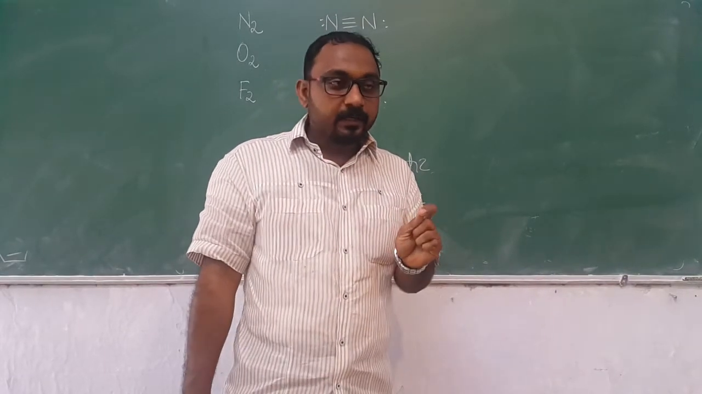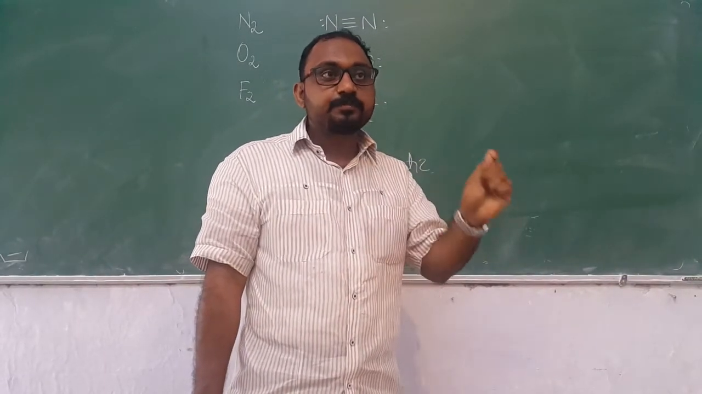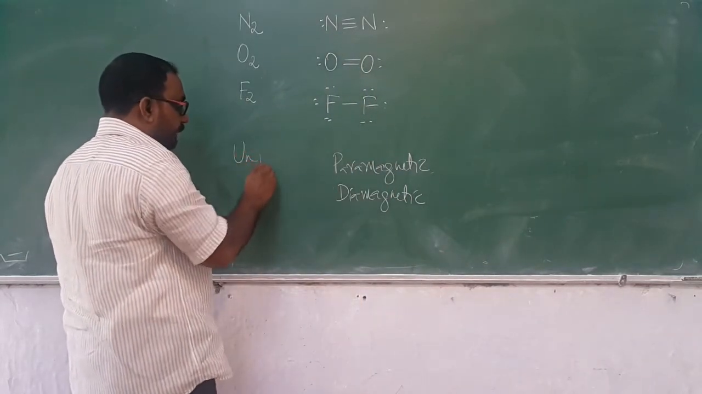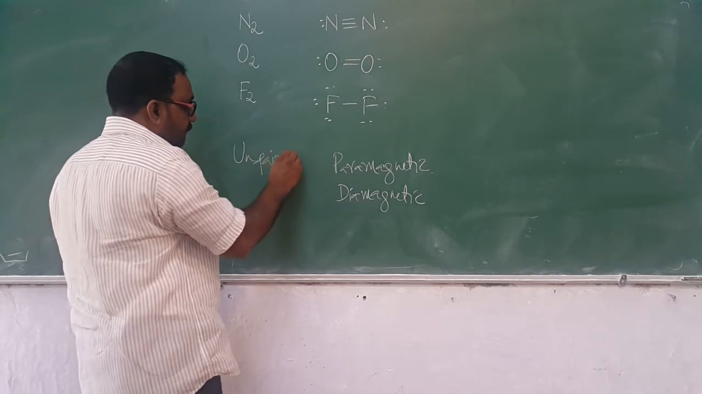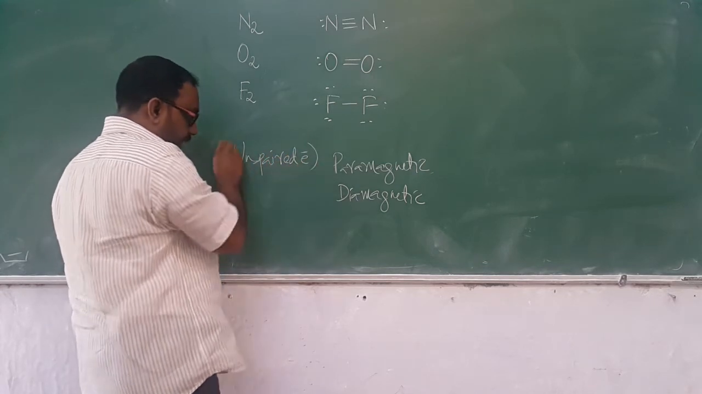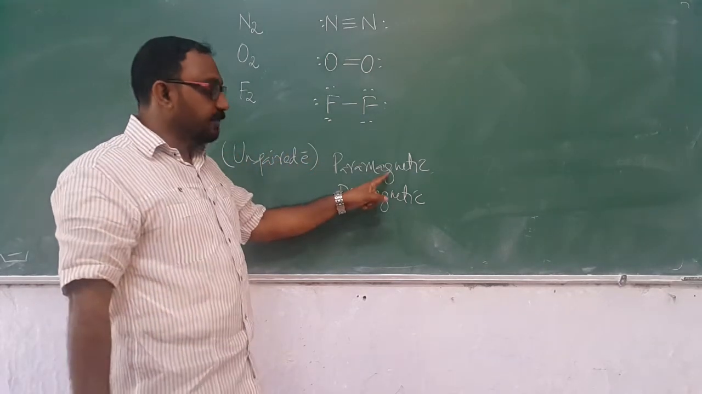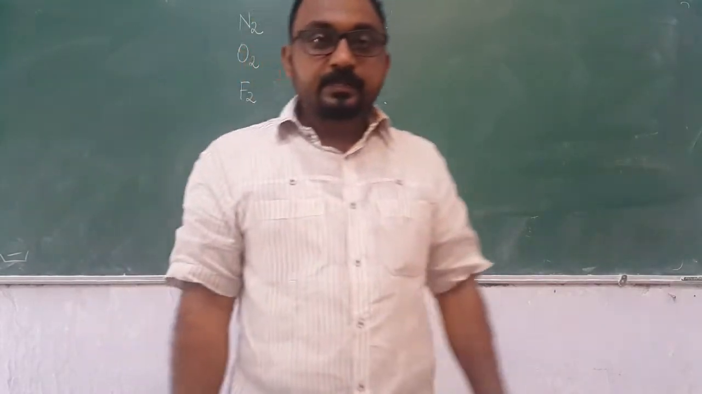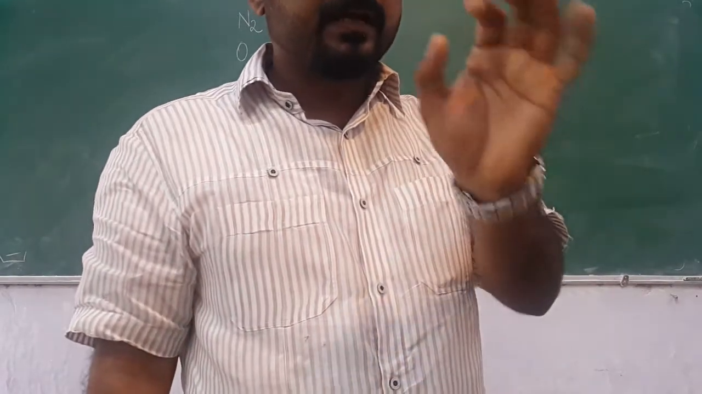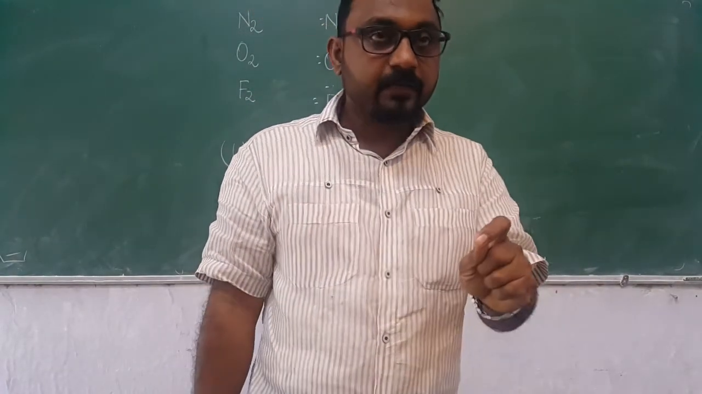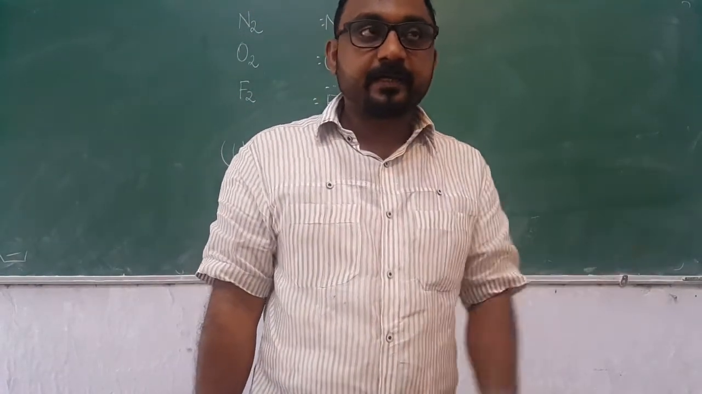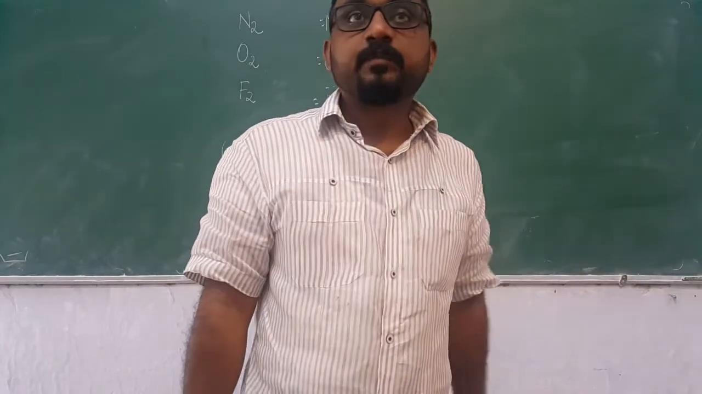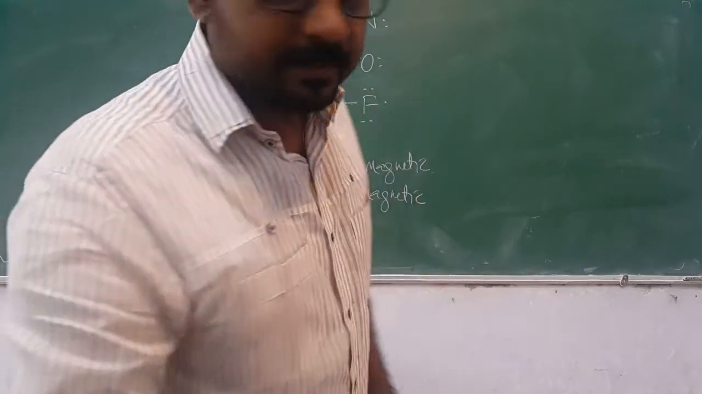And if you ask me, what makes a substance to be paramagnetic? The answer to the question is, if there is an unpaired electron in a substance, that will be paramagnetic. If there is no unpaired electron, that is diamagnetic. So, the presence of an unpaired electron will make a substance paramagnetic. The absence of an unpaired electron will make the substance diamagnetic.